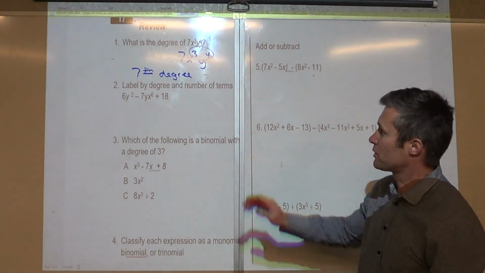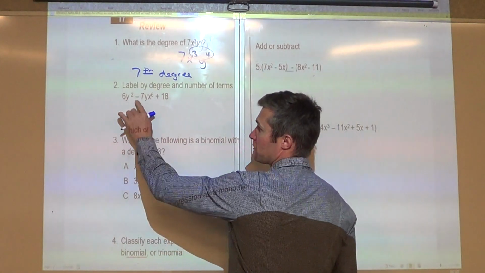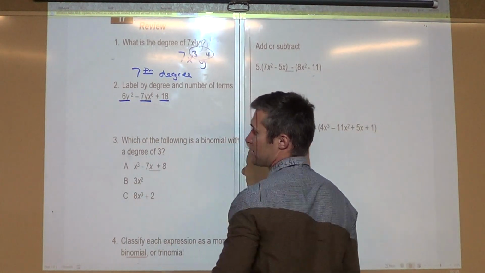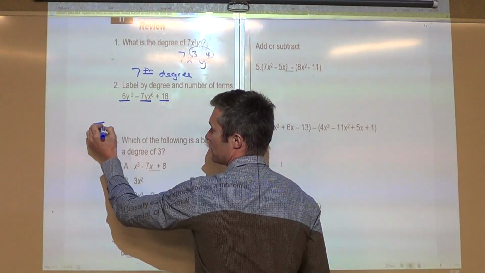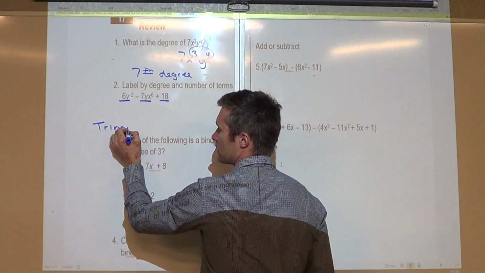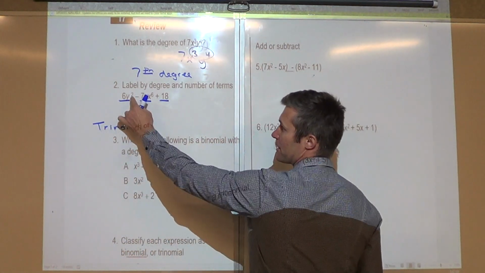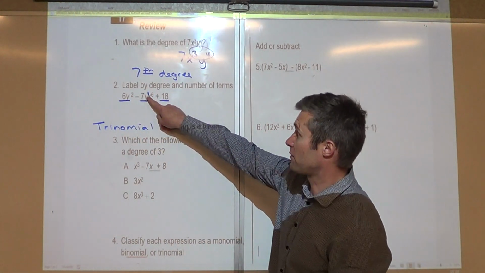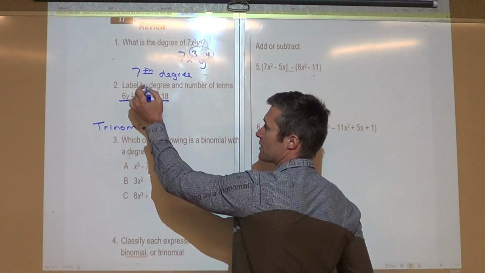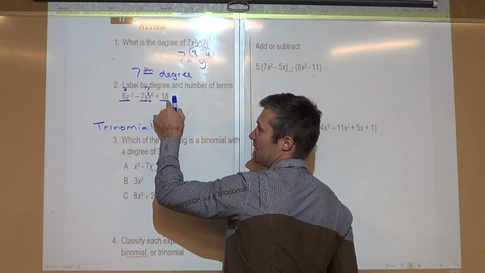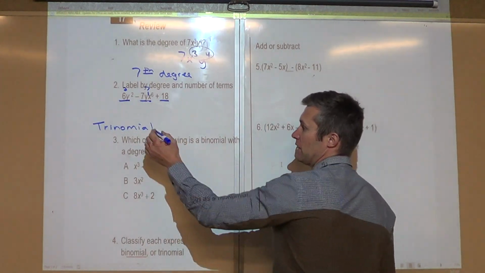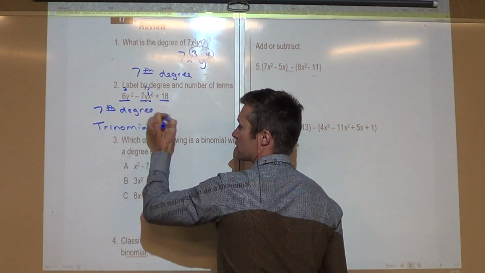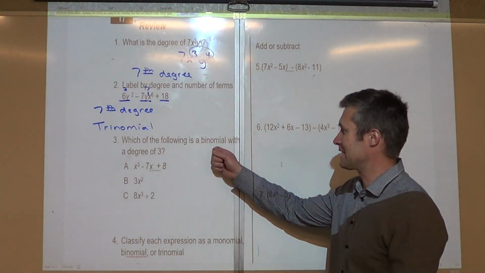Come to the next one. Label each by degree and number of terms. If I look at where addition and subtraction are, that's the number of terms. So that's 1, 2, 3 terms. 3 terms is called a trinomial. And then I look at each term. This has a second degree. This one right here, the y, would be to the first power. So 1 plus 6, that's 7th degree. So this is 2nd degree, 7th degree. 18 has no variable, so it has no degree. So we call this a 7th degree trinomial.